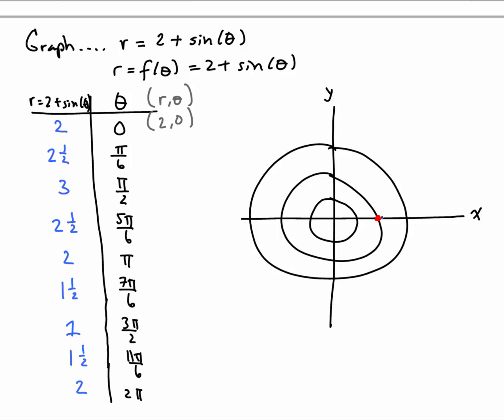Okay, then I go 2.5 units out, so they'd kind of be on this circle in between, pi over 6. So here's pi over 6. And again, I'm at 5 pi over 6 as well. I'll just plot all these in right now. Here's 7 pi over 6.